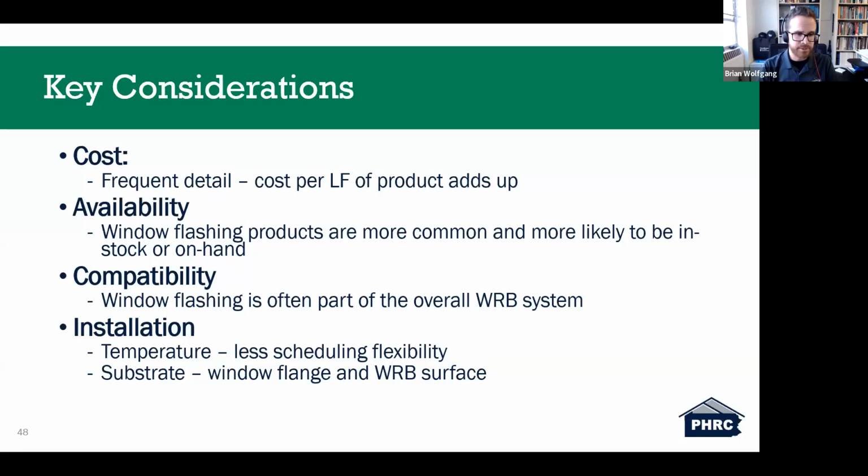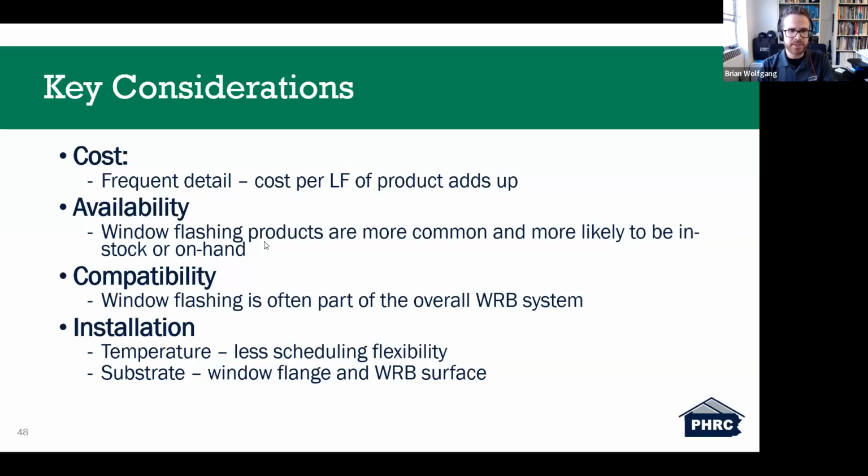But then within installation, I just want to throw this out there as my take on it. In terms of temperature, if it's too cold for the product you're trying to use, you can't really delay the flashing of your windows. You don't really have as much scheduling flexibility when it comes to drying in the home. But when it comes to your substrate, it's usually pretty clear what you're adhering to. It's usually a window flange and a water-resistant barrier surface, so those typically aren't going to be difficult substrates to adhere to.